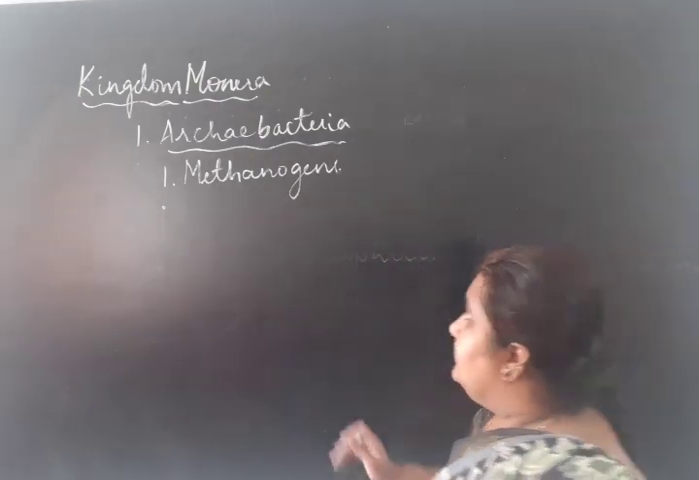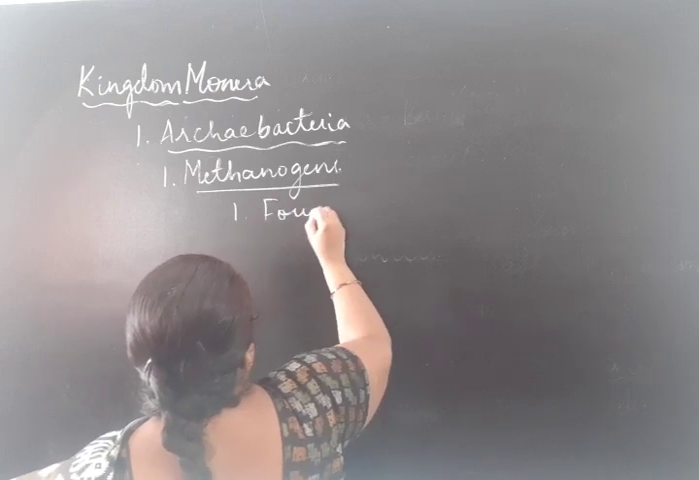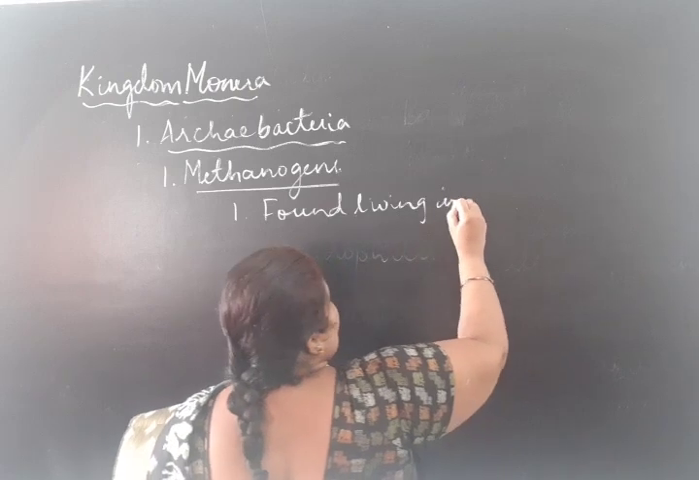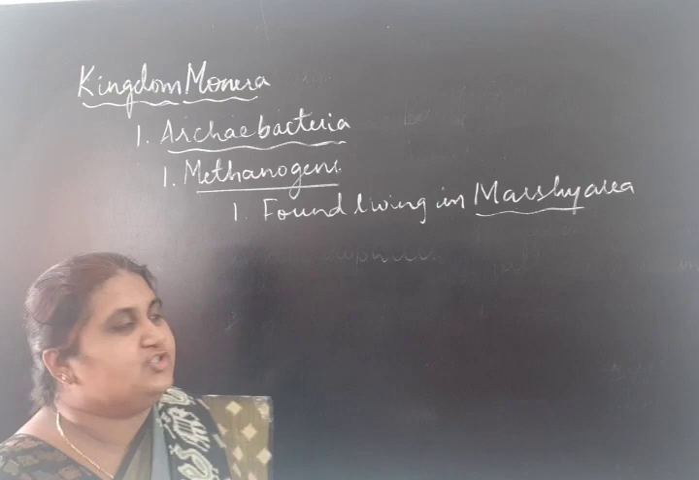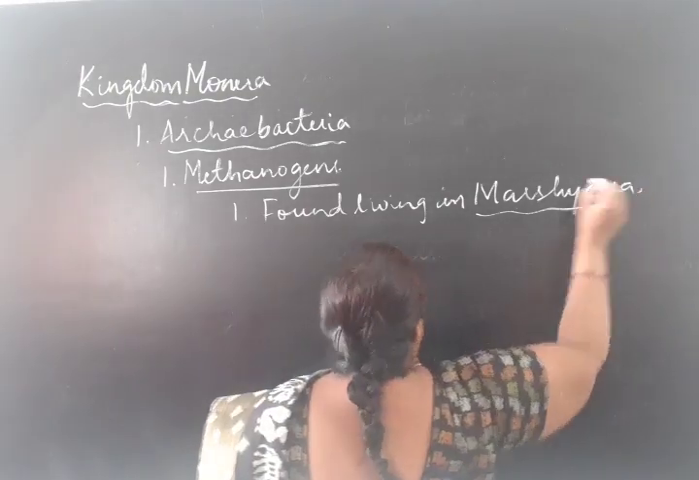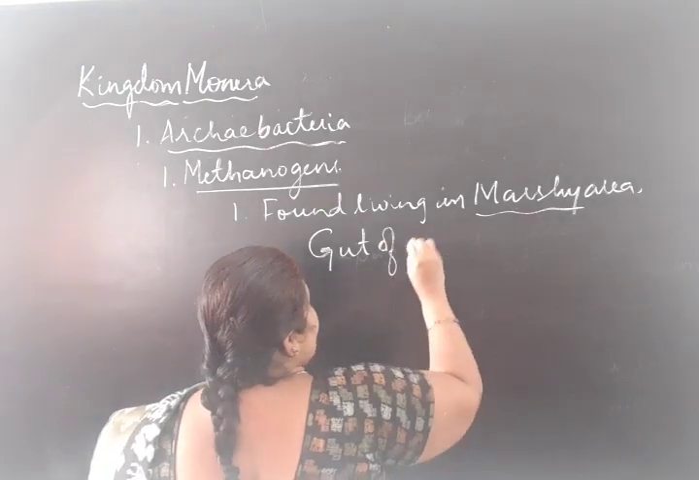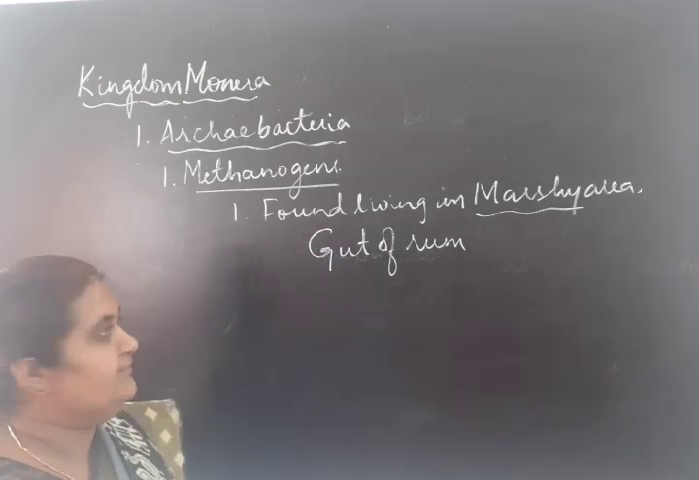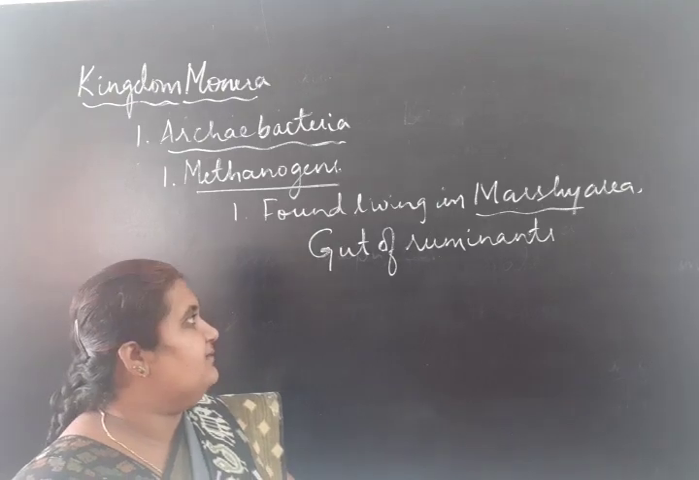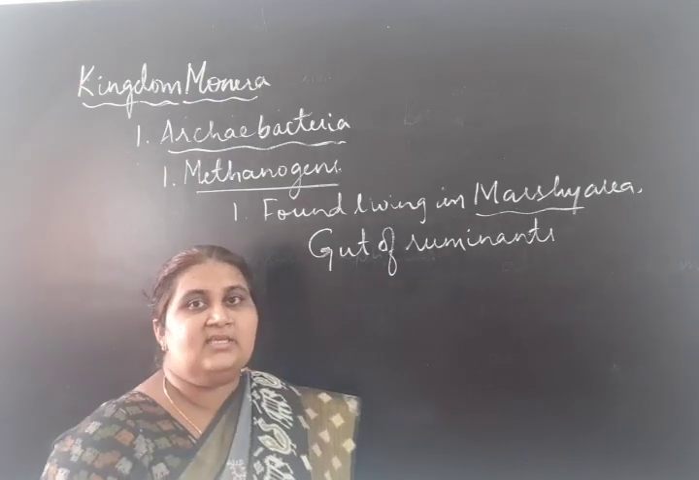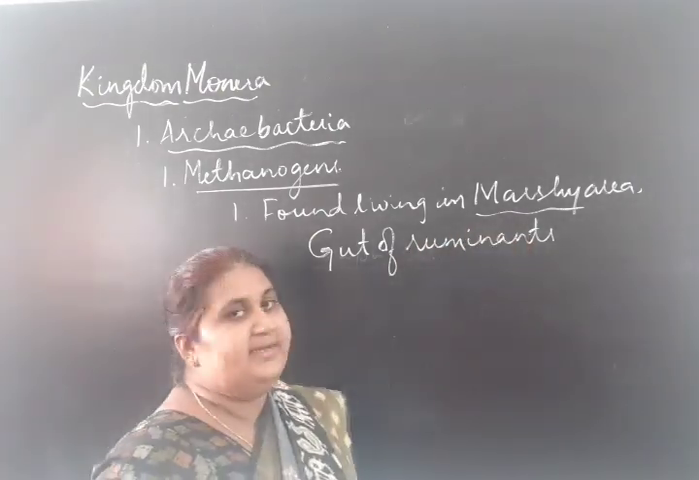Methanogens are the group of Archaebacteria which are found living in marshy areas, waterlogged regions like a bog, and even in the gut, alimentary canal, intestine of ruminants like cattle, buffaloes, cows. Those animals are called ruminants. So methanogens are found in marshy areas and the gut of ruminants.